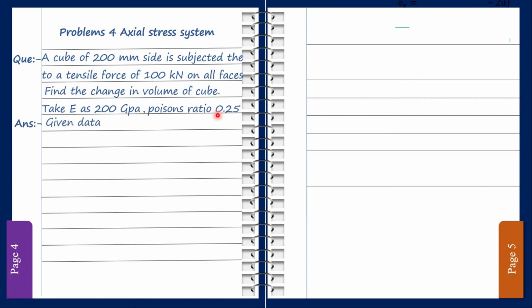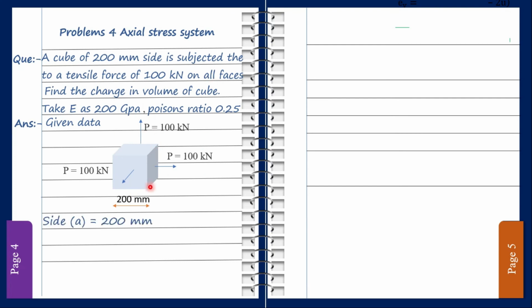Let us move for the given data. We are representing these words in terms of diagram. Cube is given 200 mm side, which is subjected to 100 kN force on all faces. So 100 kN is the force which is acting on all faces. Side of cube is given, that is 200 mm. E is 200 into 10 raised to power 3 Newton per mm square.